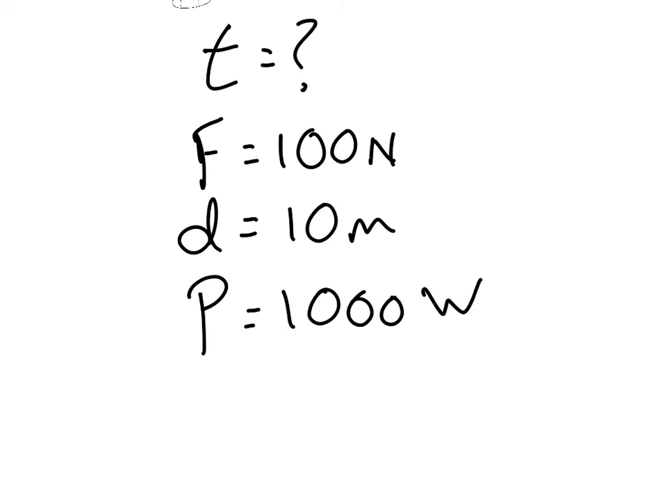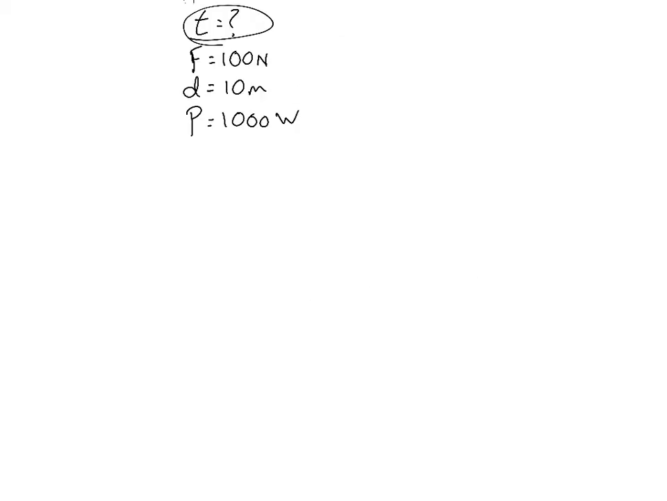So where do we start? We want an equation that has time in it. And the only energy equation that has time in it is the power equation. So we are going to start with that. Power equals work over time. Now we know power is 1,000. We know T is what we're looking for. We need to do a little equation here and find work. So we'll do that down here.